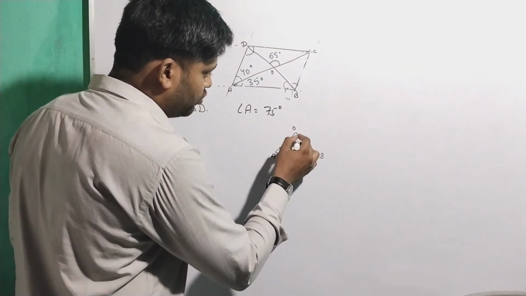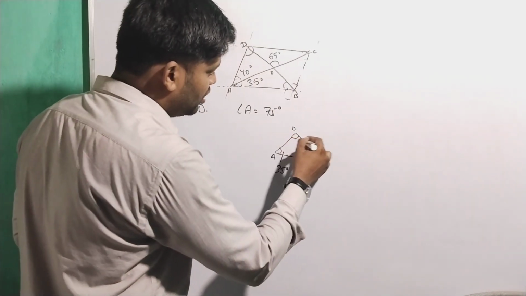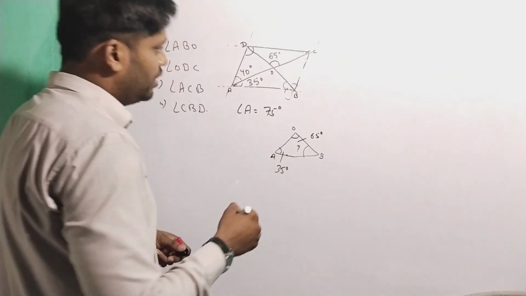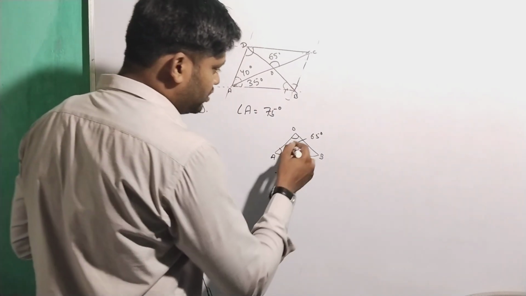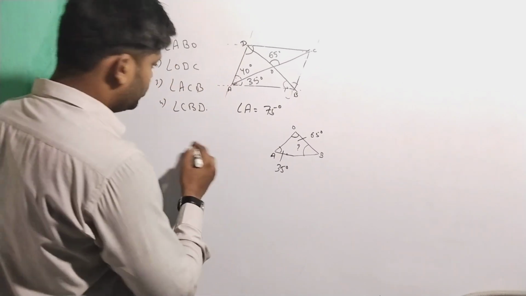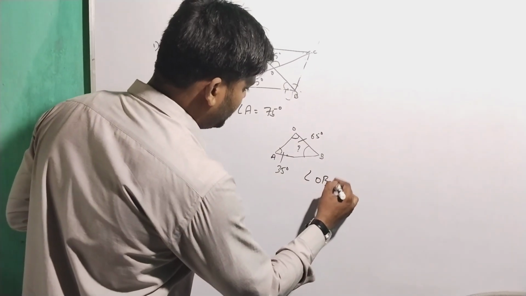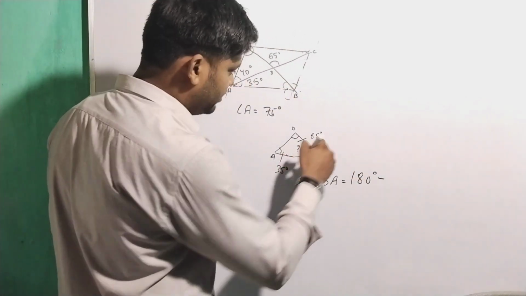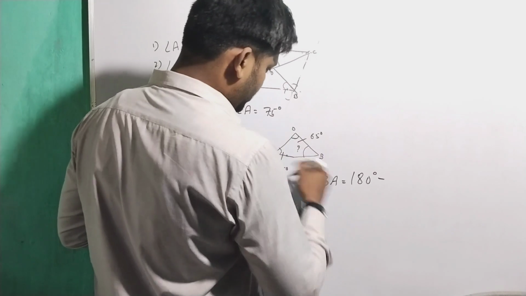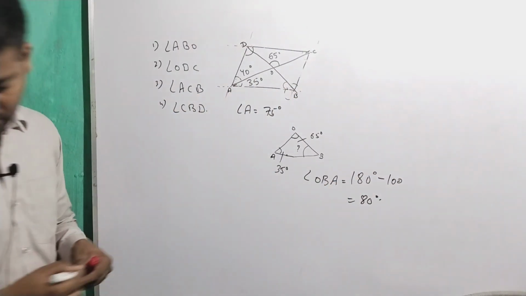I have to find out, do you have this one? Yes sir, that is 65. So this is also 65 because of vertically opposite angles. So you can get this value: this one plus this one plus this one is 180. So the angle OBA you have to find is equal to how much? 180 degrees minus, add them, 60, 70, 90, 100 degrees. Okay, so your answer is 80 degrees.